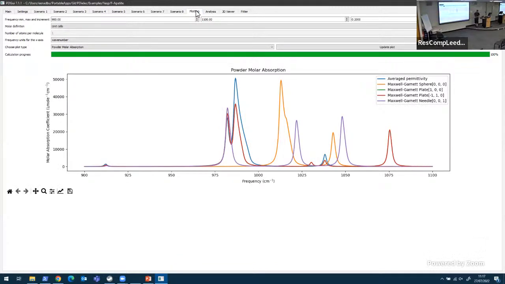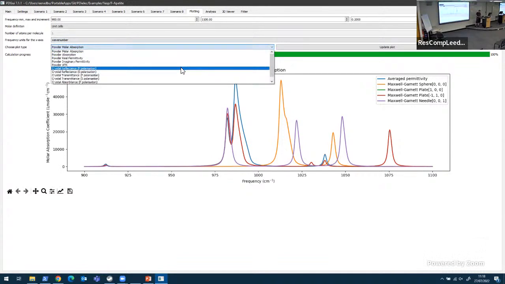So here this is fluoroapatite. All these files are available on GitHub as well. And this is fluoroapatite looking at different crystal orientations, different crystal shapes and sizes packed into a powder, whether they're plates or spheres. So they're shifting peaks by quite a lot. So you need to take this into account when you're comparing to your spectra.